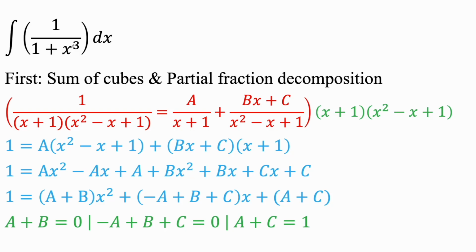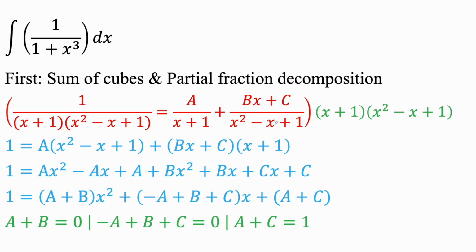So 1 plus x cubed, we can use the sum of cubes. So we're going to rewrite it as (x plus 1)(x squared minus x plus 1). Then we're going to use partial fraction decomposition. So I'm going to say A divided by x plus 1, plus, because this piece is an x squared, we'll get Bx plus C divided by x squared minus x plus 1.